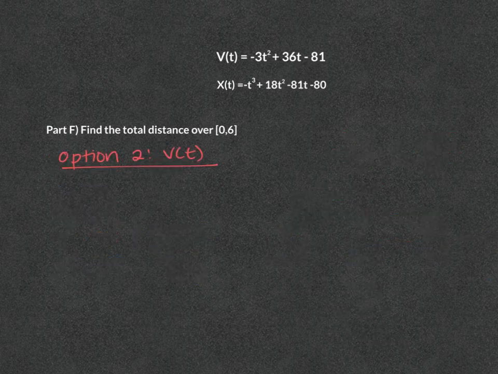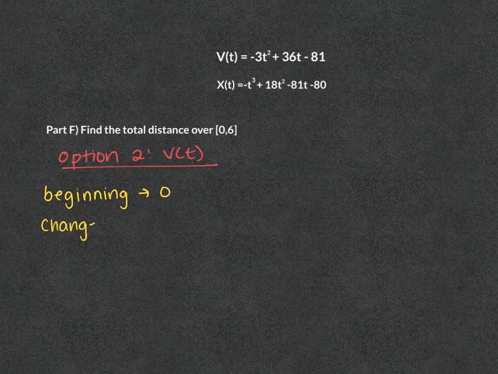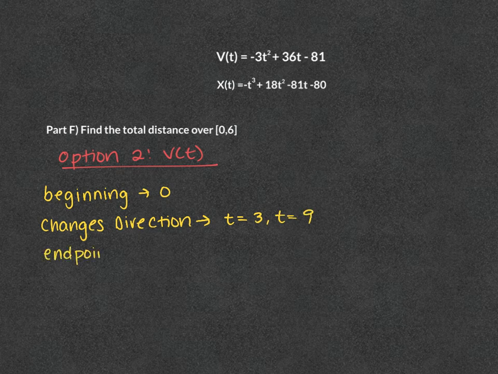Okay, so for this problem, the points of interest that we need are going to be the endpoints of the interval, so the beginning, which is 0, where it changes direction, which we knew it changes direction at 3 and 9, and then we need the endpoint of the interval, which the endpoint of this interval is time is 6. So I can even put over here that this is time is 0. And we can also conclude that we're going to reject this 9 because it's not within the interval.